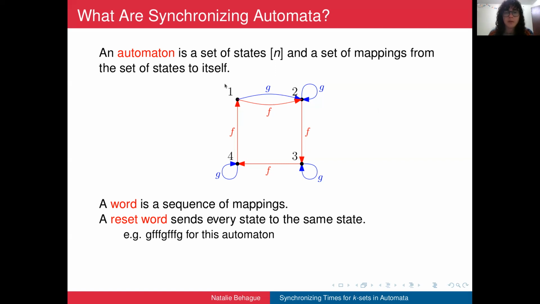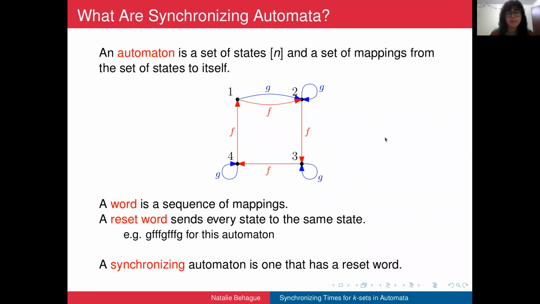So if we follow what state 1 does, it goes to state 2, then it goes back round to state 1, then it goes to state 2 again, then it goes back round to state 1, and then it goes to state 2. So it ends up in state 2 if you follow G, F, F, F, G, F, F, F, G. And the same, if you try it with any of the other states, you'll find that the same thing happens. They'll end up at 2 at the end. So this particular word sends every state to the state 2, and therefore is a reset word.